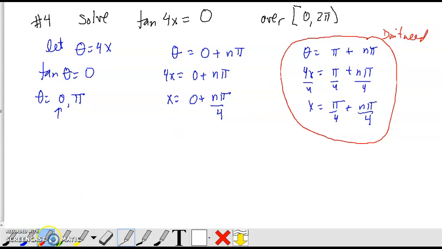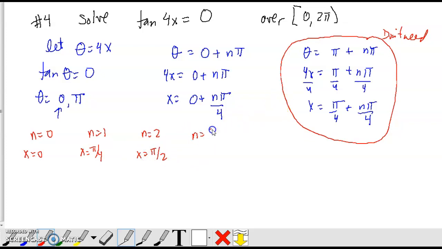So let's go ahead and plug in some numbers. When I plug in n equal to 0, my first value is going to be x equal to 0. When I plug in 1, 0 plus 1 pi over 4, so x will equal pi over 4. Plug in n equal to 2, this becomes 0 plus 2 pi over 4, which is the same thing as just pi over 2.